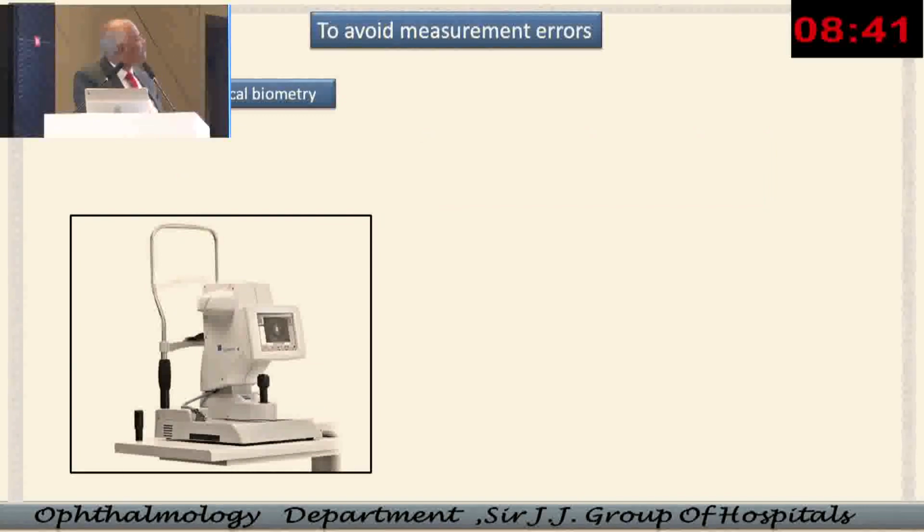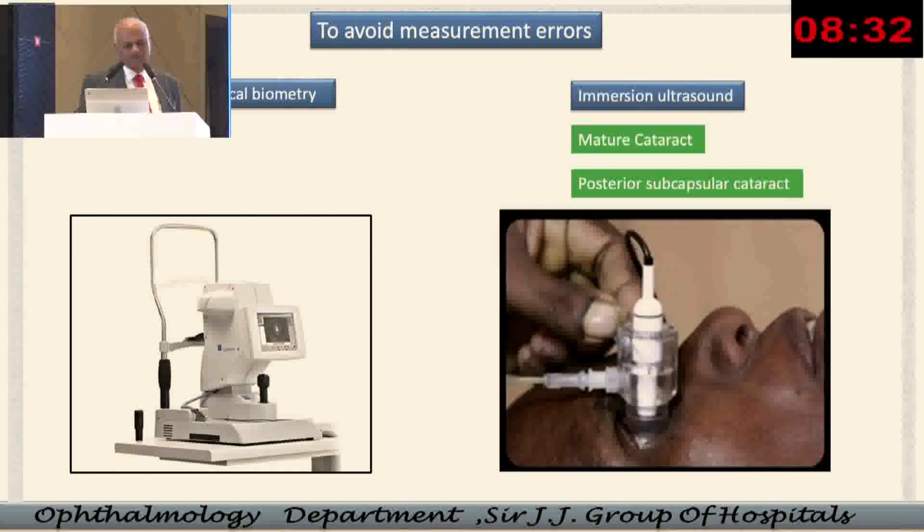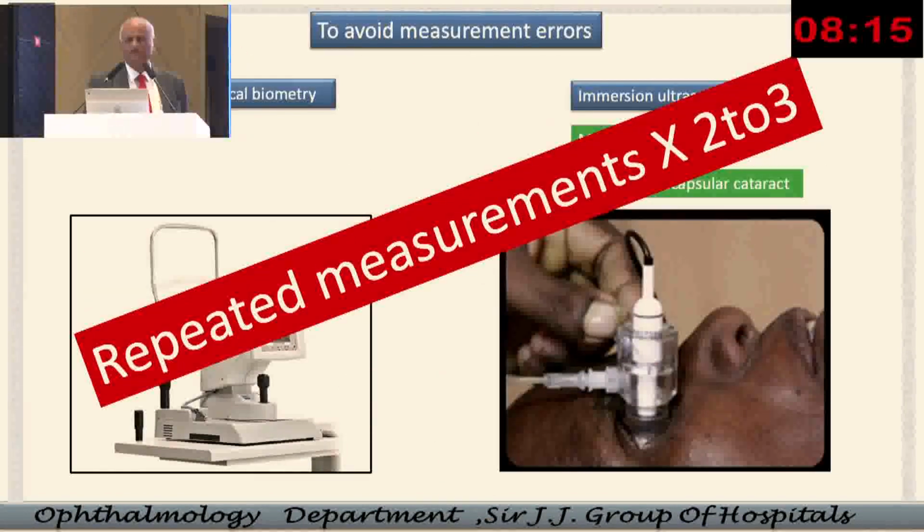And to avoid the measurement errors, you should go with non-contact optical biometry, or you can also go to the immersion ultrasound. Though you are doing the non-contact biometry, it is very important to go for immersion biometry in mature cataract and posterior subcapsular cataract. And then repeated measurements by yourself, not by the technician, will definitely help you.